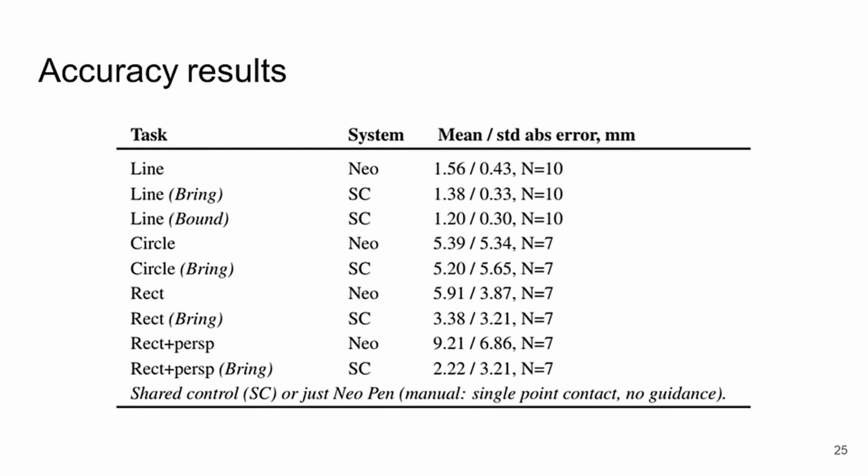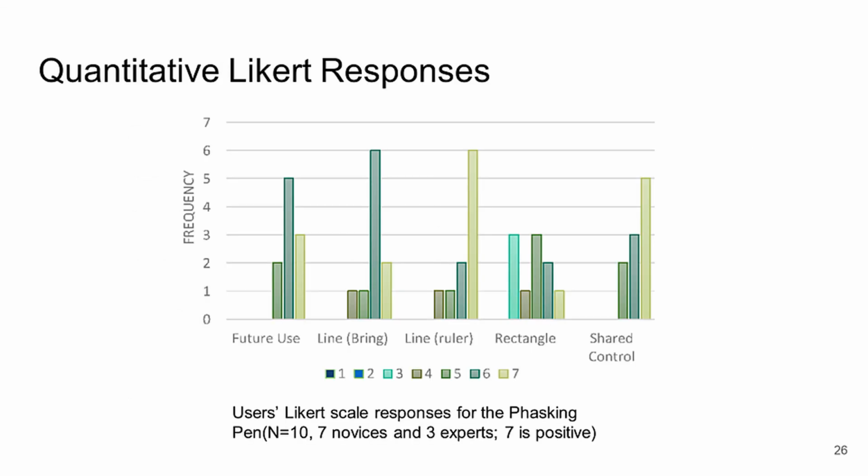Phasking drawing improved the precision compared to the manual drawing as shown here. After the task, all participants were asked to complete the Likert scale from 1 to 7 on how likely are you going to use this system again in the future, and would you use this feature again, assuming a more refined version of the tool, for each of the line, rectangle, circle, and shared control. We asked if the movement and speed and force is appropriate for the users.